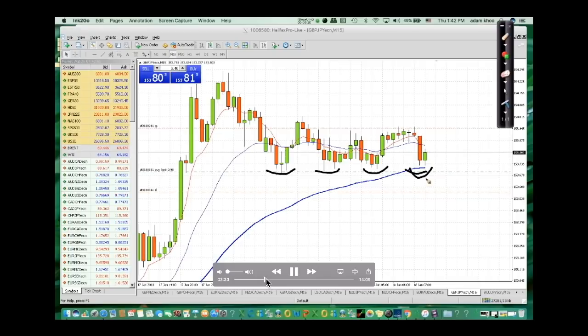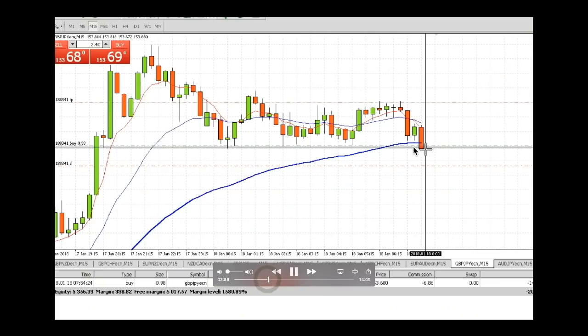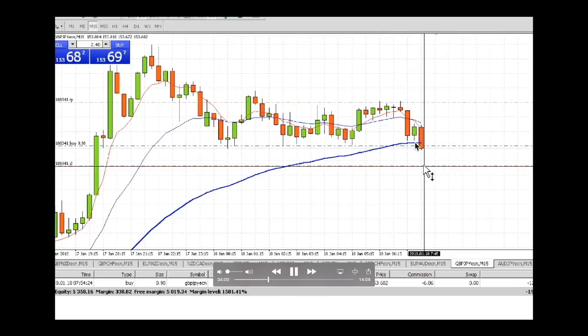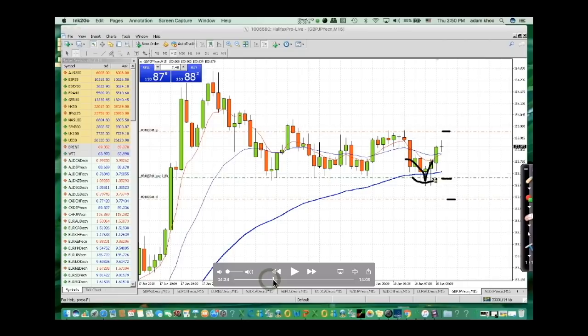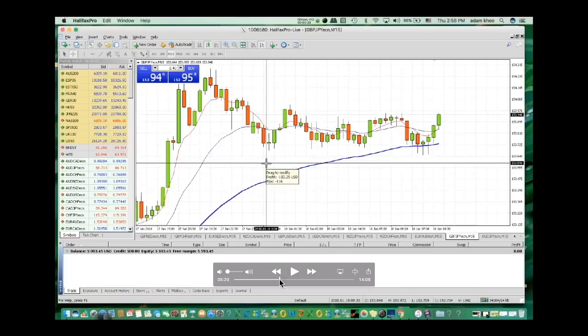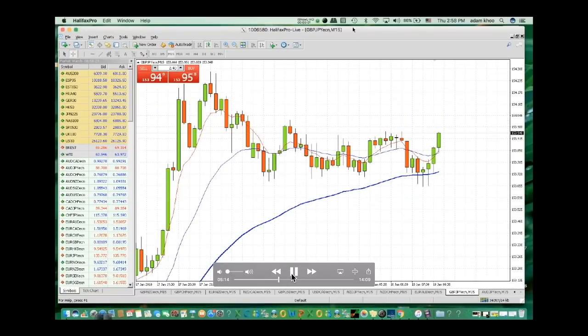And once this order is placed, you can see the price triggering our buy order over here. You can see the price hitting our profit target.